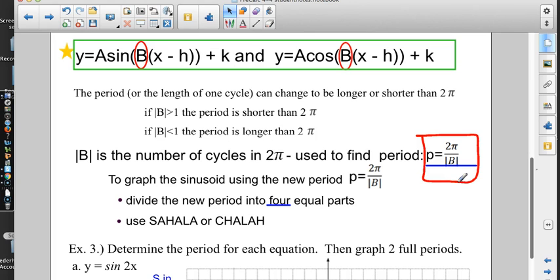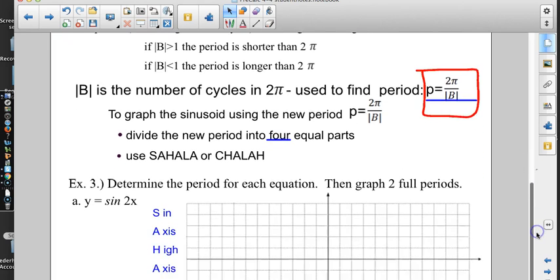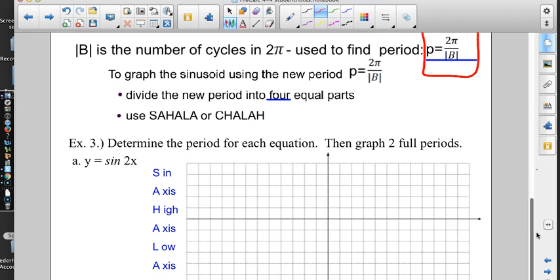So to graph the sinusoid using the new period 2 pi over the absolute value of b, what we're going to do is divide that into 4 equal parts. And if that seems weird, what's up with the 4 equal parts? I want you to think about how we graphed yesterday with axis high, axis low, axis. And yes, I lined all of those up because here's what I need you to see. We have 1, 2, 3, 4 pieces that it's been broken into, and those will always be the same length. So that's the reason that we break these into 4 equal parts.